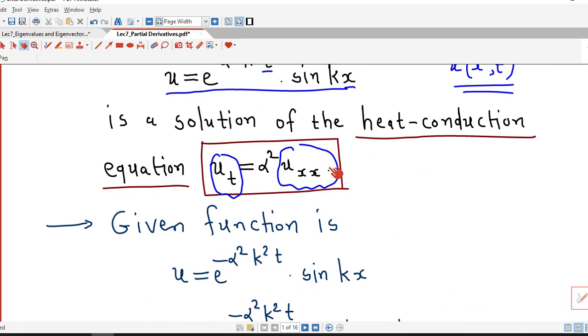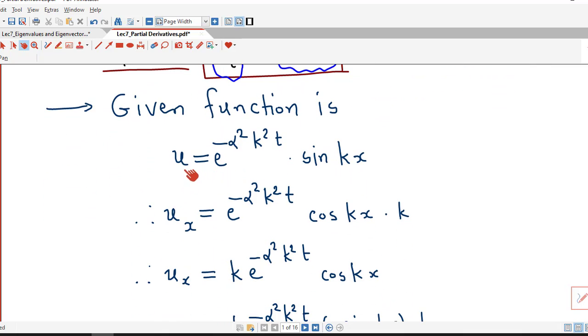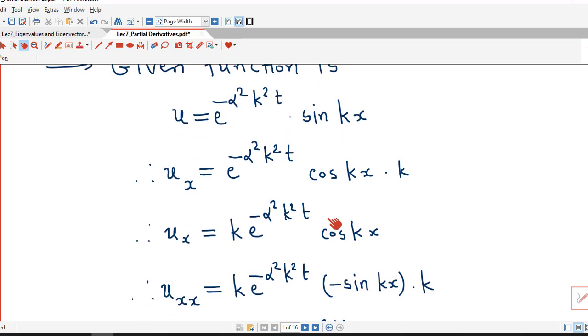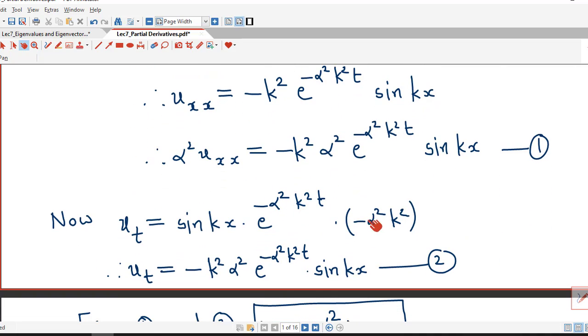So we have obtained alpha square times del square u by del x square, and now we find out partial derivative of u with respect to t. So we will consider sin kx as constant, and derivative of e raised to this is e raised to minus alpha square k square t into derivative of minus alpha square k square t with respect to t, which is minus alpha square k square. So that we have written here, partial derivative of u with respect to t, and this we can rewrite as minus k square alpha square e raised to minus alpha square k square t times sin kx.